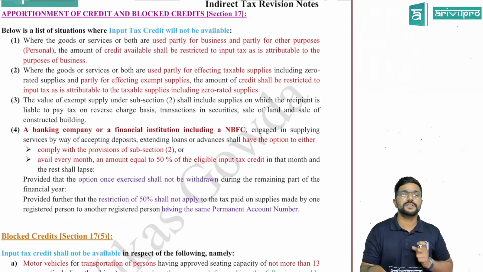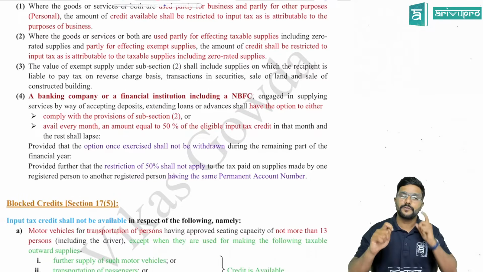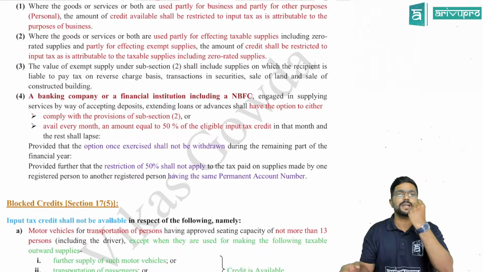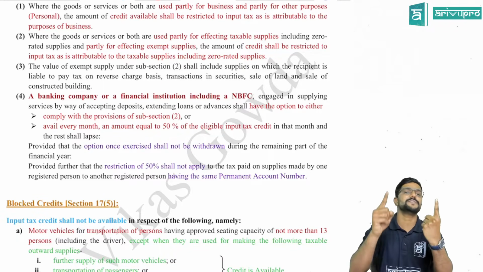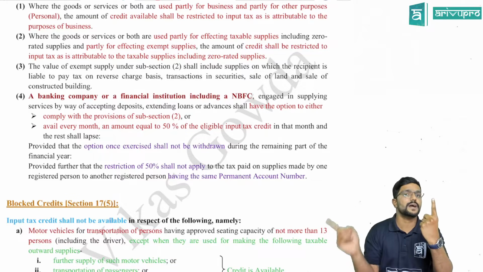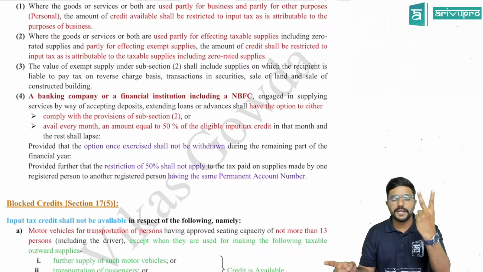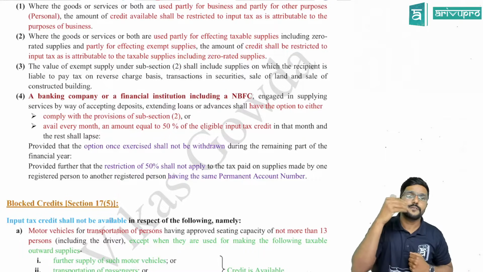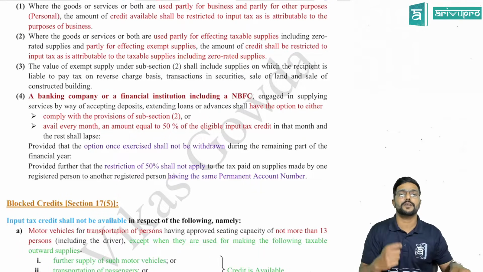Then subsection 3 is only relevant to subsection 2, where how to calculate the exempt turnover is given. Exempt turnover will include whatever exempt supply is there. That is, whatever is actually exempt under section 11 of the CGST Act or section 6 of the IGST Act, or nil rated supply, and not non-taxable supply. In addition to that, for subsection 2, they have some additional items also.